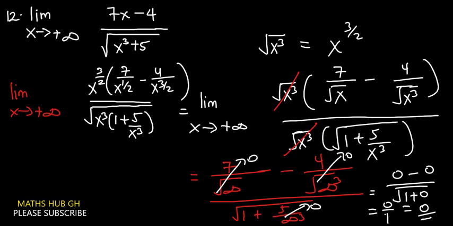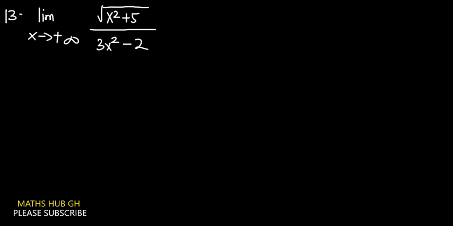So let's take the next example. Okay, so this is the next example. Let's look at how you are going to solve it. If you try the direct substitution for this case also, we are going to have an indeterminate form. So you will have to find a way to compute this.